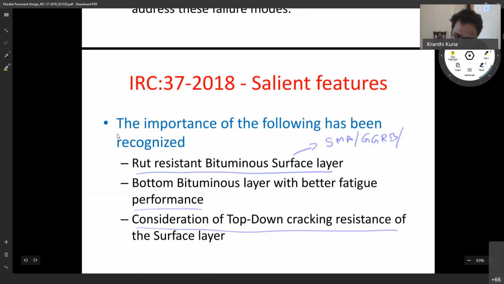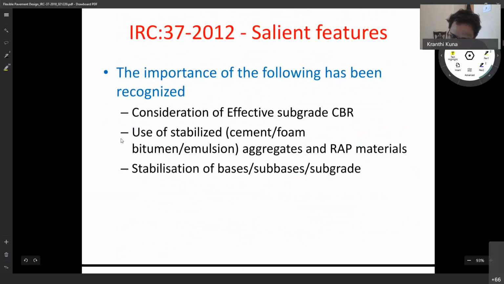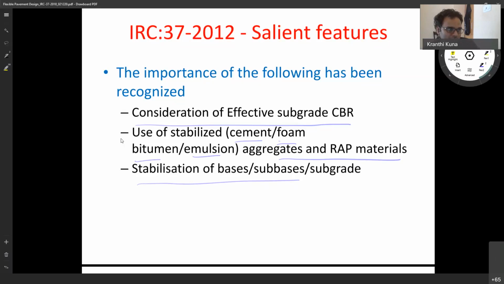And also the importance of consideration of effective subgrade CBR is considered. I will discuss what is effective CBR in coming slides. And use of stabilized, both cement stabilized, emulsion stabilized, foam bitumen stabilized aggregates. There is a design approach for these mixes also given, and cement stabilized bases and sub base also you can incorporate. So there is a lot of flexibility.